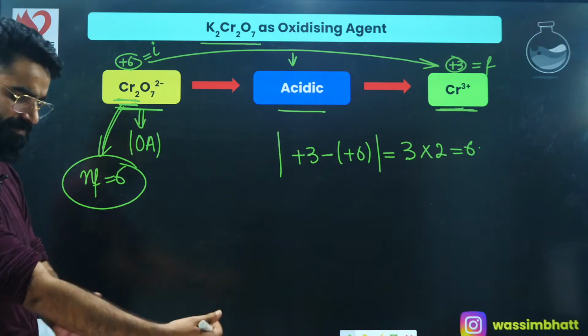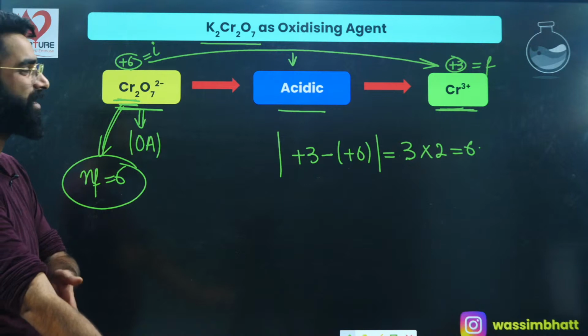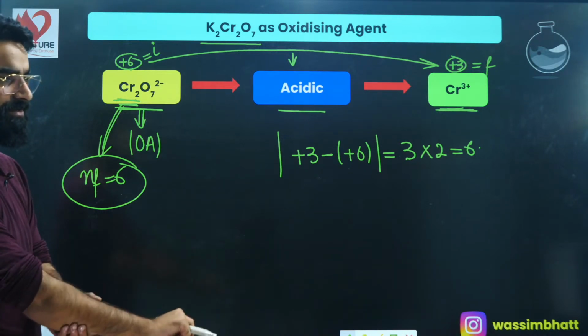Aisha, potassium is the spectator ion. Its oxidation state does not change in the reaction, right? Okay.